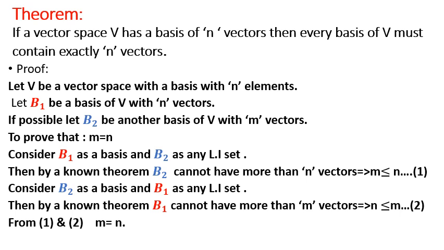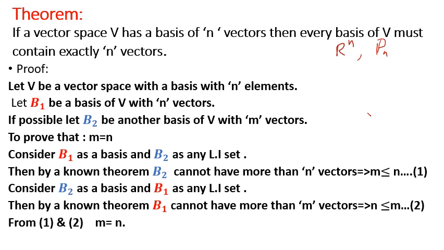Let us come to the next theorem. If a vector space V has a basis of n vectors, then every basis of V must contain exactly n vectors. So the same type of concept, the same point I gave you earlier when we were discussing the main vector spaces of the type Rn or like Pn.